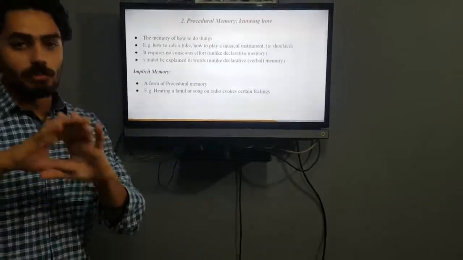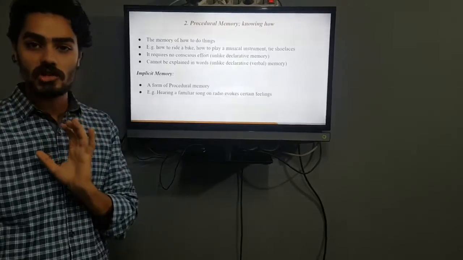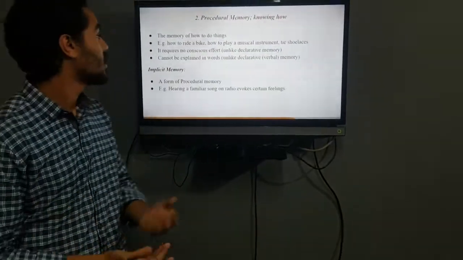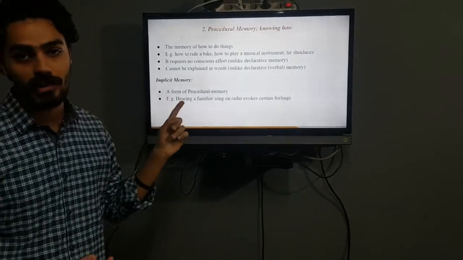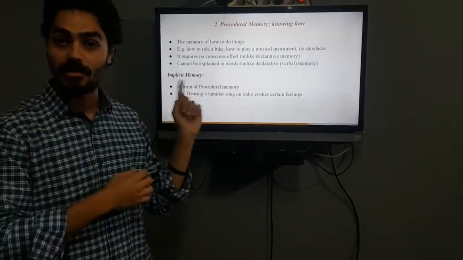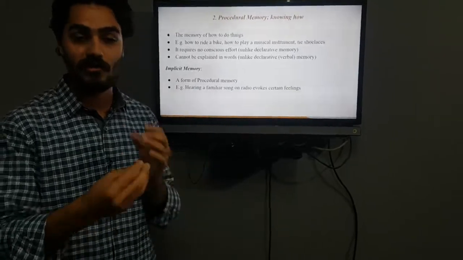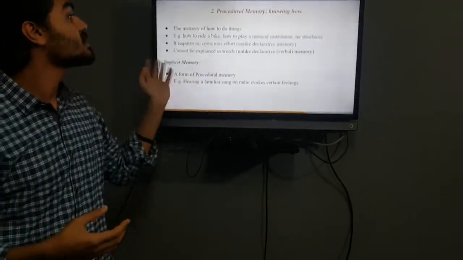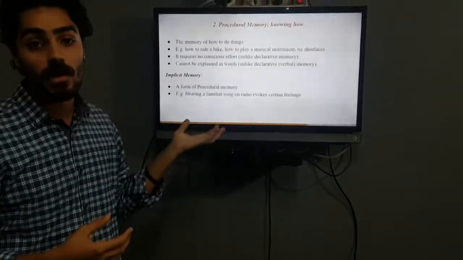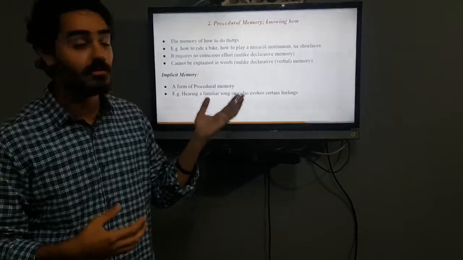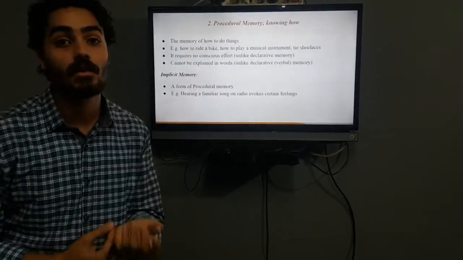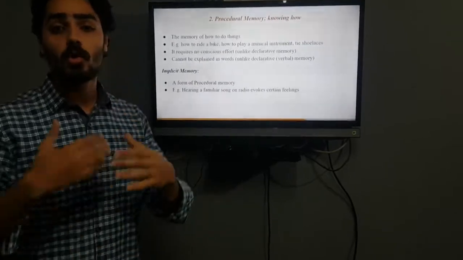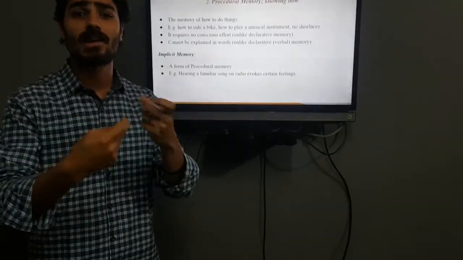Another big memory type is called procedural memory. It's the knowing how: the memory of how to do things, not the what. The declarative was the what, or the facts. For instance, how to ride a bike, how to drive a car, how to play a musical instrument, how to tie your shoelaces. All of these things are very practical, very pragmatic.